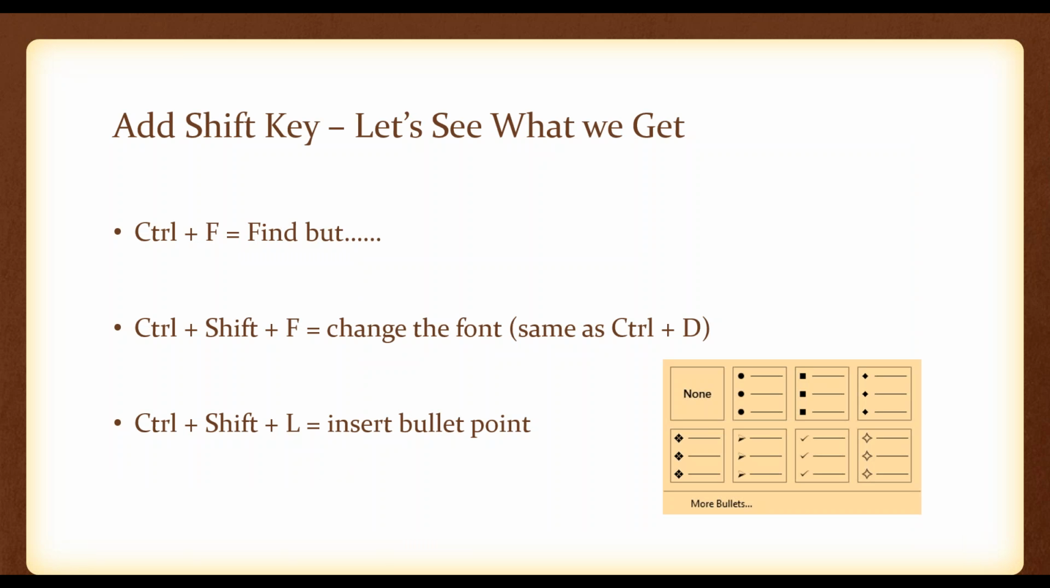Now, as I mentioned, when we do start adding other keys, Control F is find, but Control Shift F is going to change the font. That was the same command, again duplicity, as Control plus D, but it's another way to get there. And one that I particularly like is Control Shift L, insert bullet points.